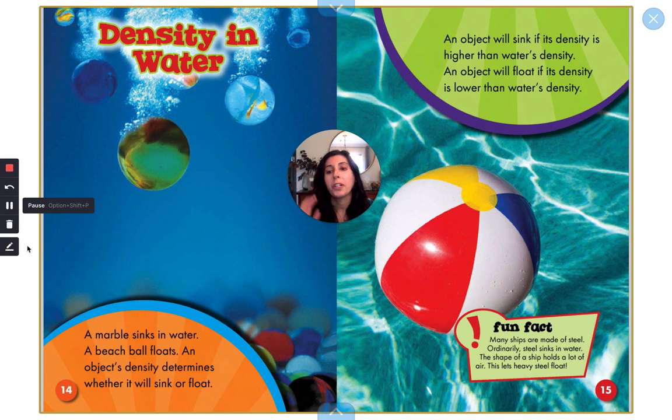Density in water. A marble sinks in water. A beach ball floats. An object's density determines whether it will sink or float. An object will sink if its density is higher than water's density. An object will float if its density is lower than water's density.